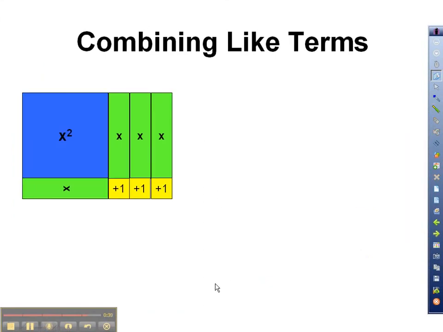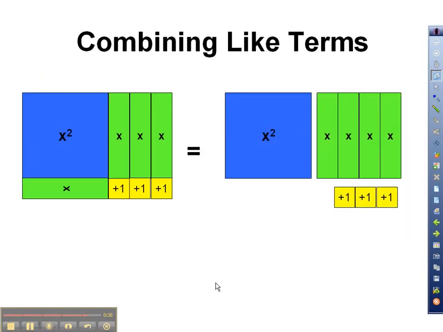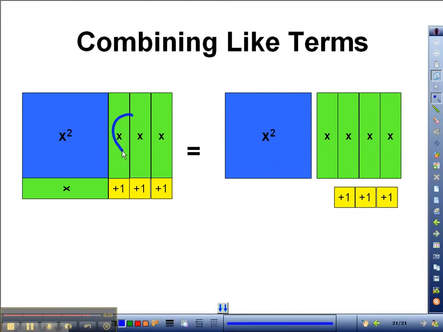Right here, if I put like terms together, right here I've got 3 x's.